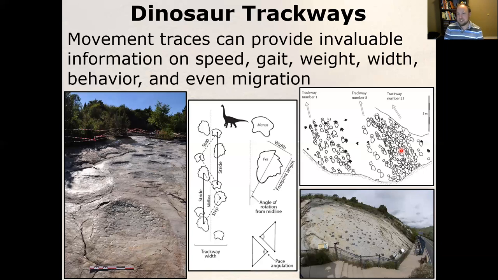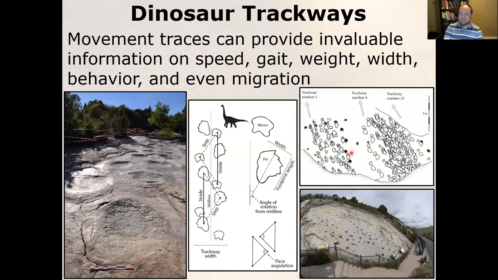What was everyday life like back in the Cretaceous? What was it like to be a sauropod dinosaur moving around in a herd, being stalked by a large theropod predator? How were they responding? How were they protecting themselves?